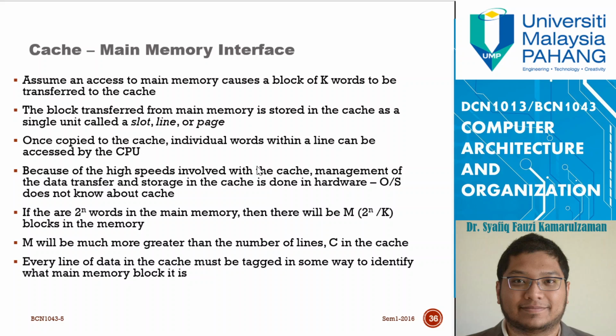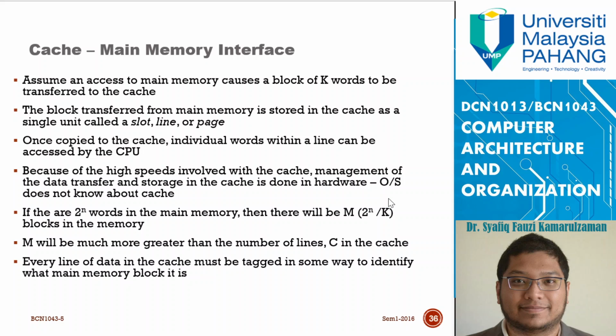Because of the high speed involved with the cache, management of the data transfer and storage in the cache is done in hardware. So the OS does not know about the cache. This means that any OS is okay, since the cache memory works according to the hardware. They don't have different management of cache for different OS. If there are 2 to the power of n words in the main memory, there will be 2^n / k blocks in the memory.